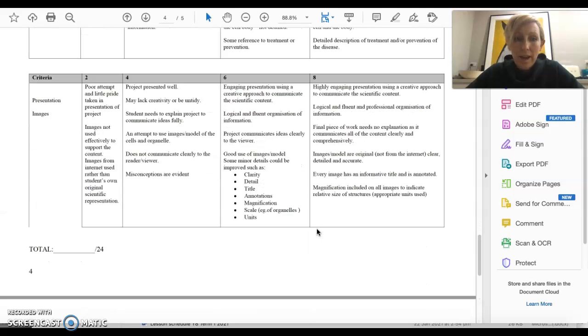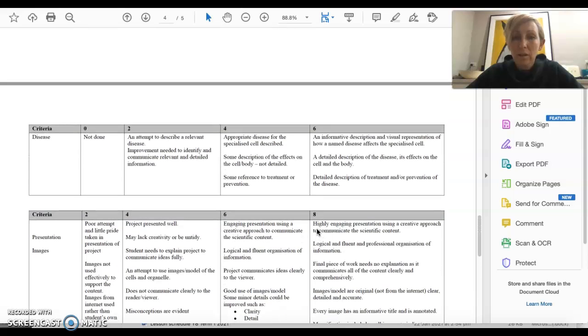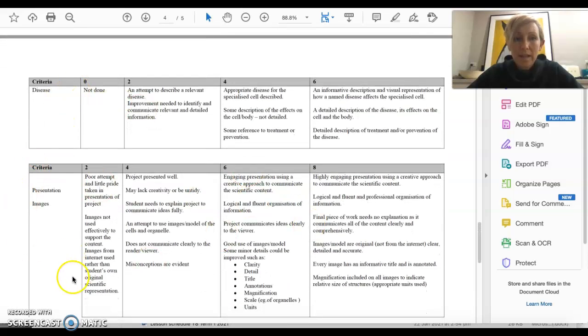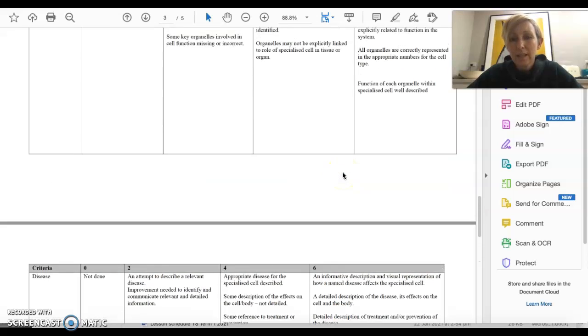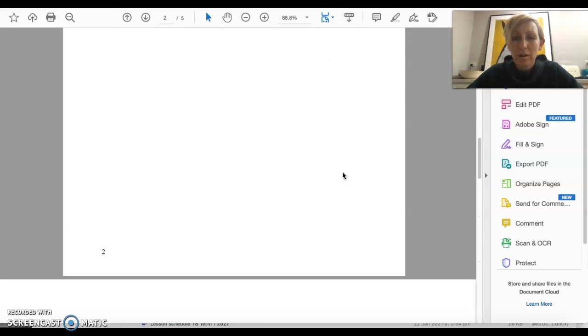That looks like you're there. 24 marks in total. As I said, don't pay any attention to this column or this column. You are only interested in ticking off all of the full marks there.